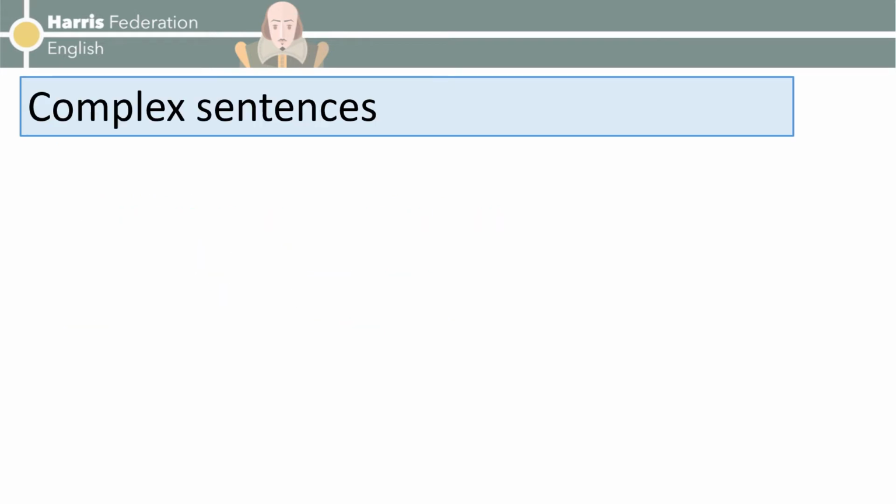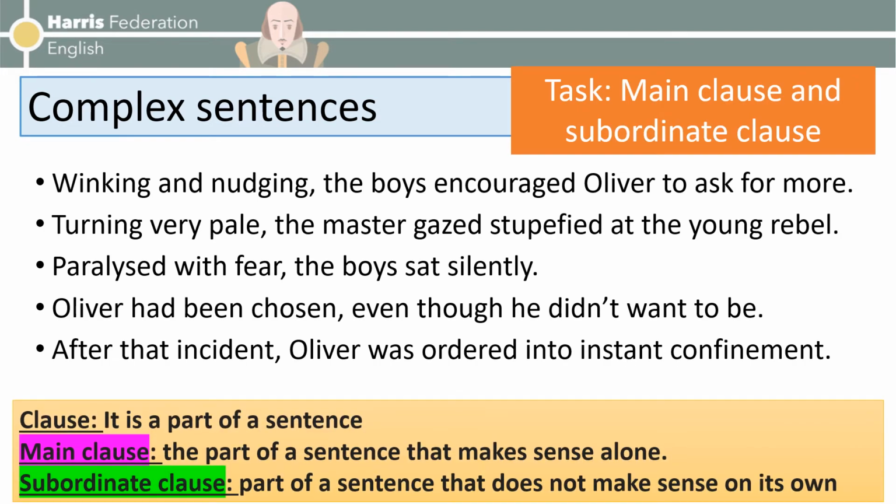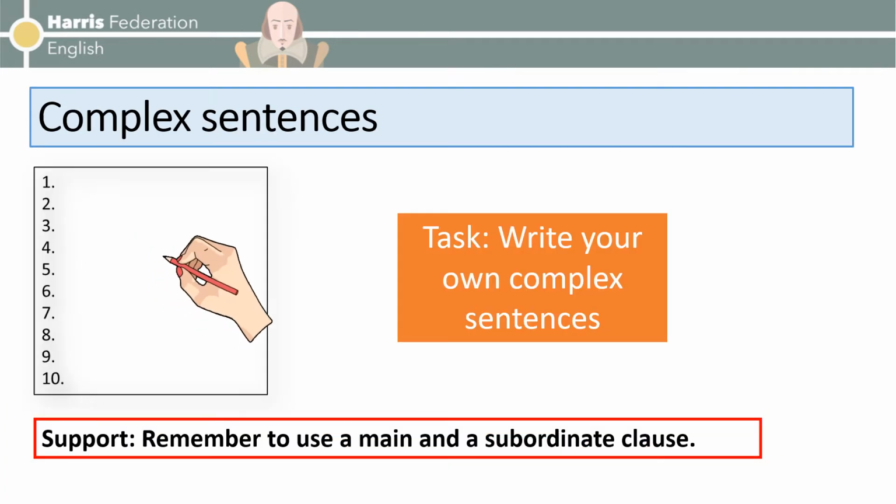In order to understand complex sentences, it's really important that you understand the difference between a main clause and a subordinate clause. I want you to write down these sentences and underline or highlight the main clause and the subordinate clause in two different colours, or one underlined and one circled, so that you can see the difference. Now it's time for you to write your own complex sentences. I'd like 10 sentences, please. And remember to use a main clause and a subordinate clause.